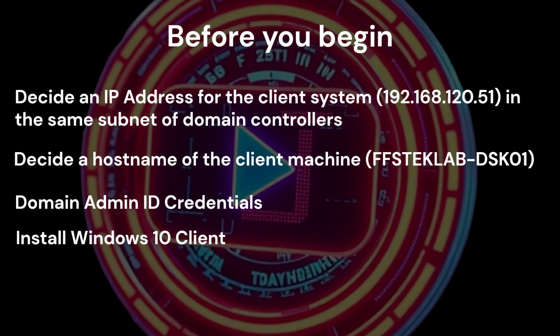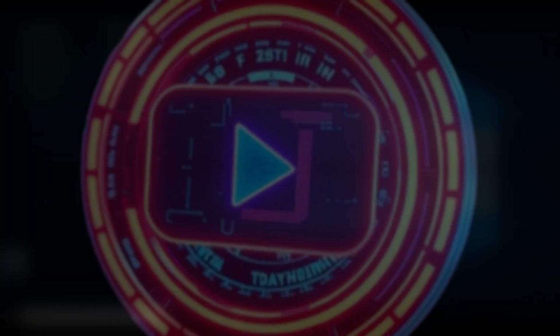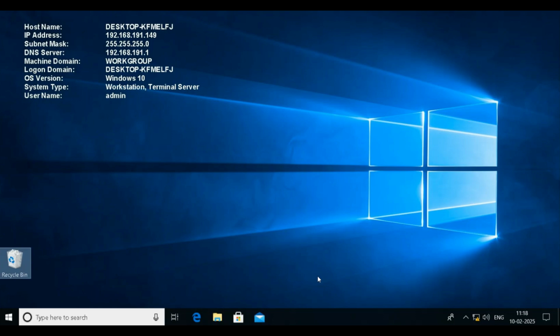Install Windows 10 Client OS on the machine. Power on the client machine. Here we have a freshly installed Windows 10 client machine which we will join to the domain. So let's begin. We will first set up the hostname on the machine.